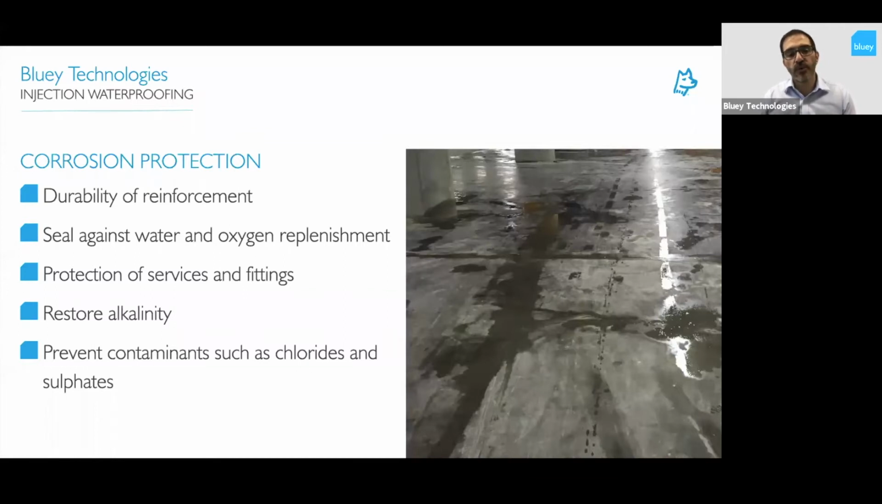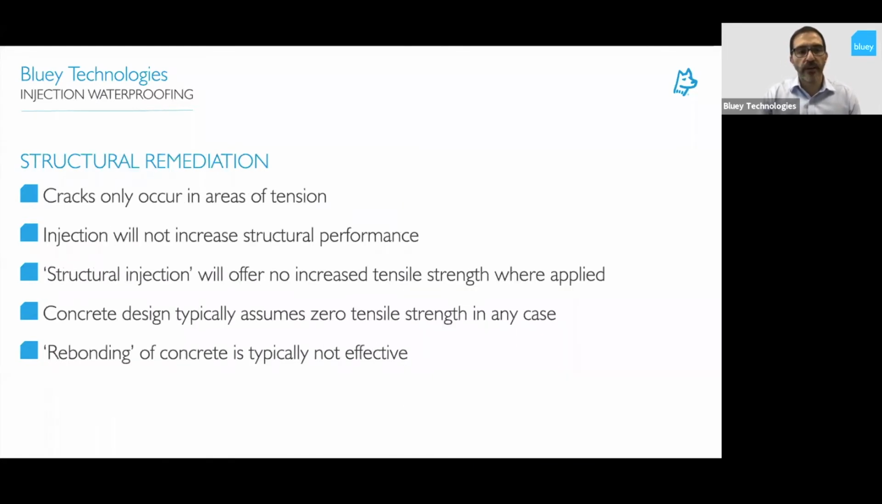We're also possibly trying to restore alkalinity in the concrete so it can do its job in protecting the reinforcing steel. And we want to prevent contaminants such as chlorides and sulfates from entering the structure. So this is all about corrosion protection. And this is the real engineering reason why we often want to go and repair concrete.